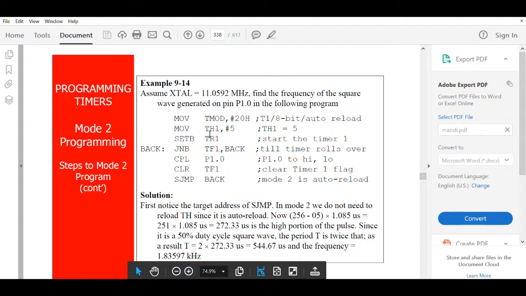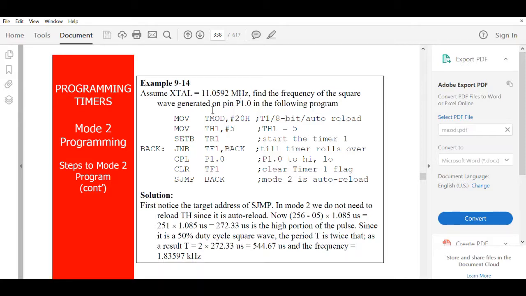So here we have an example. Crystal frequency is, like always, 11.0592. Find the frequency of the square wave generated on pin P1.0 in the following program. So a program is given to you, crystal frequency is given. We want the square wave frequency. So TMOD has the value 20. 20 means 0010 0000. So it is timer 1 mode 2.